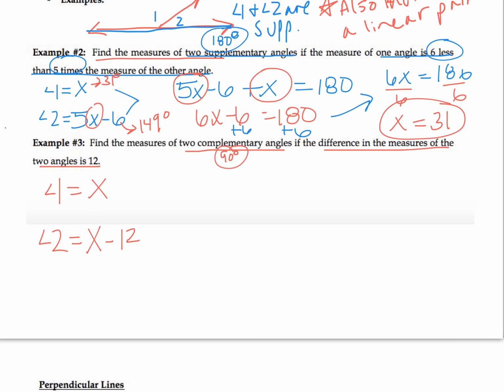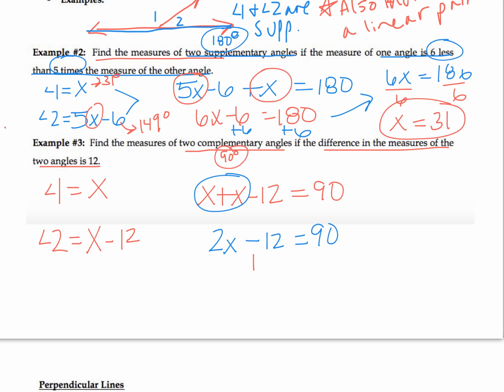So x and x minus 12 is going to equal 90. Then all we're going to do is combine our x's. x plus x is 2x. Make sure you know that. It's not x squared. It's 2x. Minus 12 is 90. Then add 12. You get 2x equals 90 plus 12, which is 102. Divide out the 2 on each side. You get x is 51.